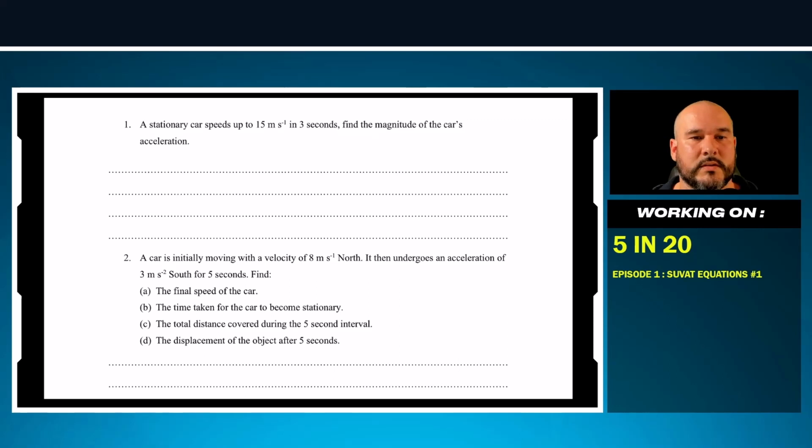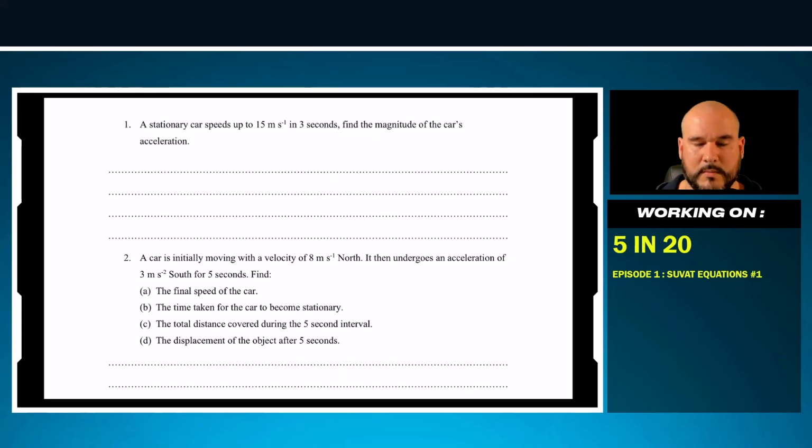We've got a stationary car speeding up to 15 meters per second in 3 seconds. Find the magnitude of the car's acceleration. First thing we need to see is, what do we actually have from the question itself? The car is initially stationary, so that's telling us that our initial speed, or initial velocity, is 0. Therefore our value of u is 0.